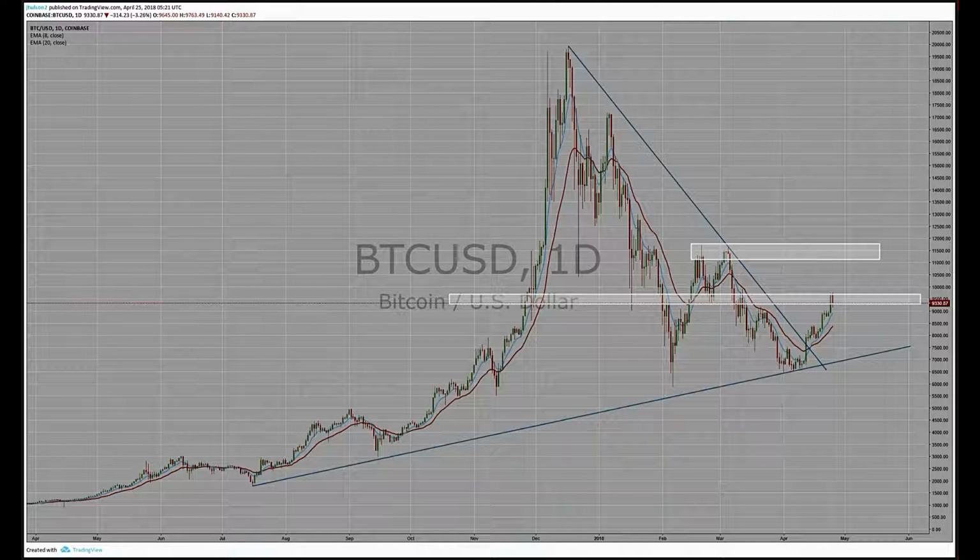Dropping down to the daily time frame, I've added a couple zones. This bottom zone is based off of this candlestick, and this top zone is based off of this candlestick right here. You'll notice the price is currently testing the bottom zone. We do have a bullish engulfing going into that zone, and today's candlestick is currently bearish. Not anything too terribly concerning, not yet at least.